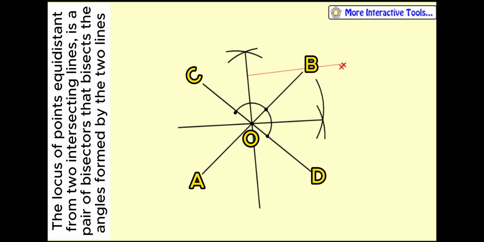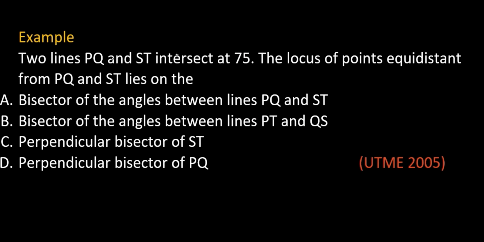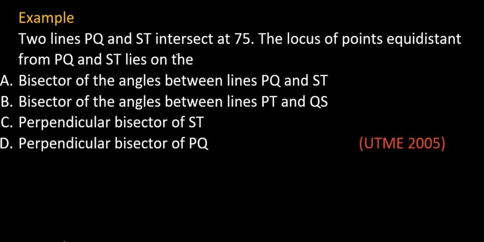Those two lines are the loci for the two lines that intersect. So we have the loci for that. Let us look at an example. The example now is two lines PQ and ST. When you see two lines that intersect, you should know that the bisection of the angle between the two of them would be the locus.